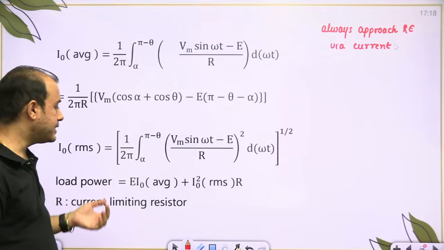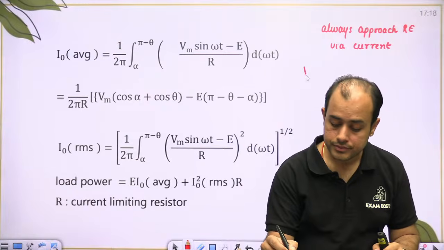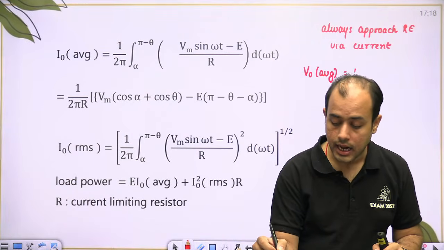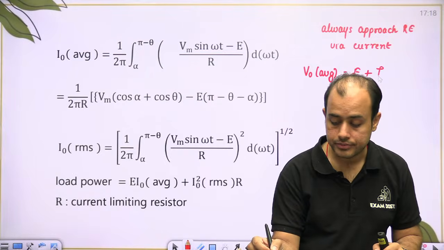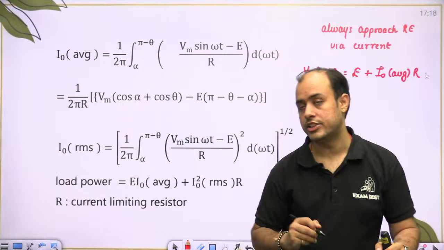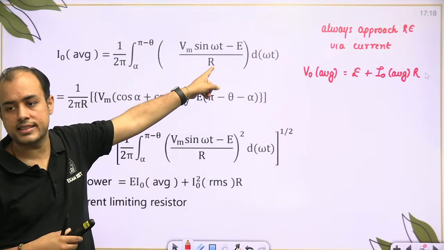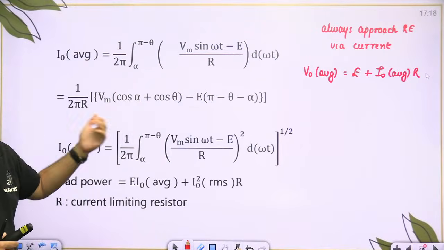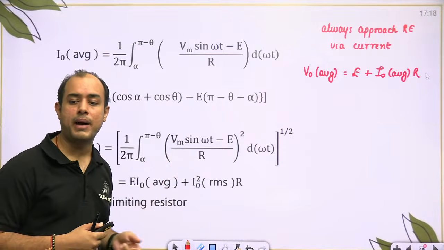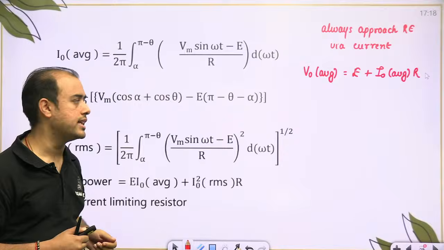Okay, and then if you want V average, it is E plus I average into R. So that way you can get V naught average. What about RMS? Take the square of the function inside and take the square root outside. Why is RMS current needed? To find power in the resistor R. Average current is for power in the battery.